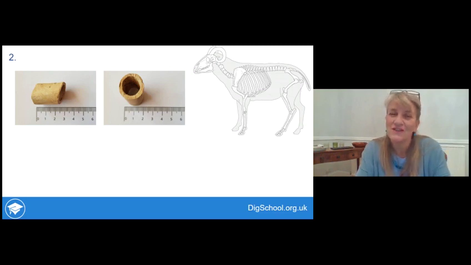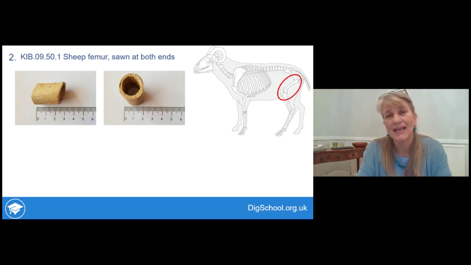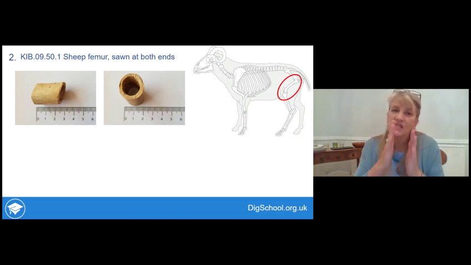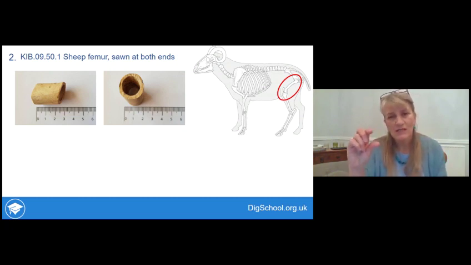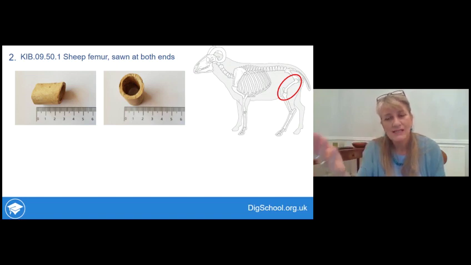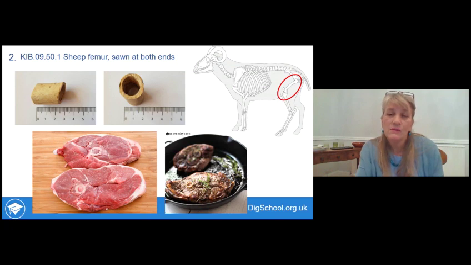Okay, so you had a chance to have a think about that. It's actually a femur again. It's that same bone we were looking at before, but it's been sawn at both ends. So that bone has been sawn into a series of quite small slices, just a couple of centimetres thick. And in fact, this is precisely what you get if you buy a lamb steak with a bone in it.